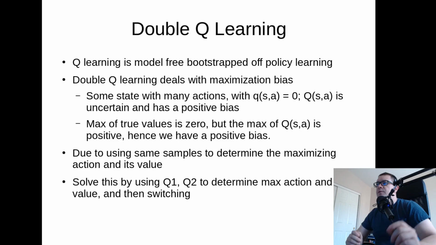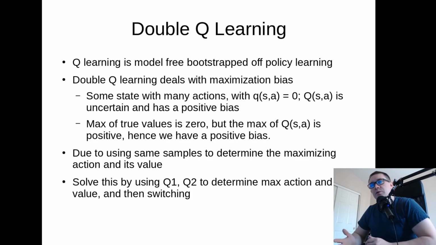Now, when you deal with algorithms that take a maximizing approach to choosing actions, you always get something called maximization bias. So say you have some set of states with many different actions such that the action value function for that state and all actions is 0. Then the agent's estimate, the capital Q of S and A, will actually have some uncertainty to it, and that uncertainty is actually a spread in the values, right? And that spread causes it to have some amount of positive bias. The max of the true values is 0, but the max of the capital Q, the agent's estimate, is positive. Hence, you have a positive bias, and that can often be a problem in reinforcement learning algorithms.